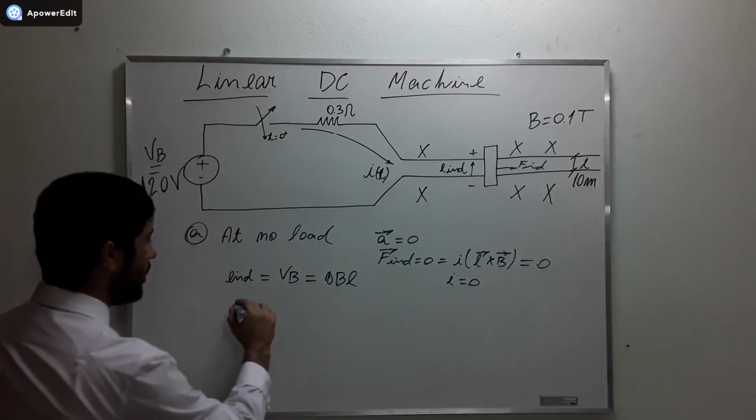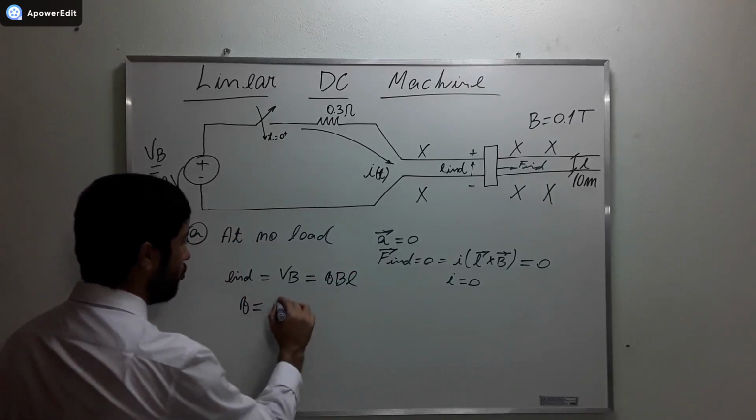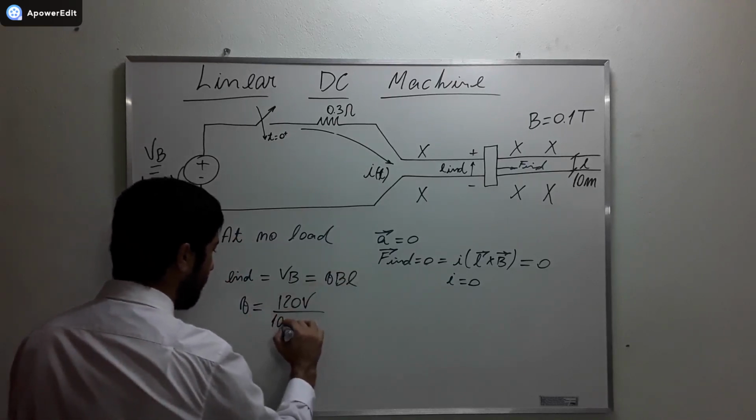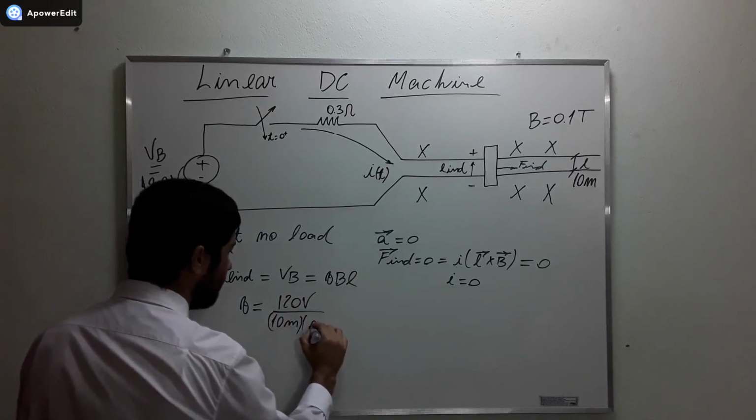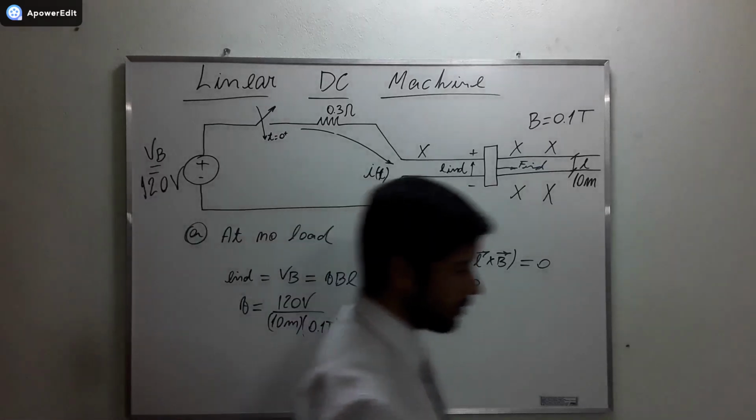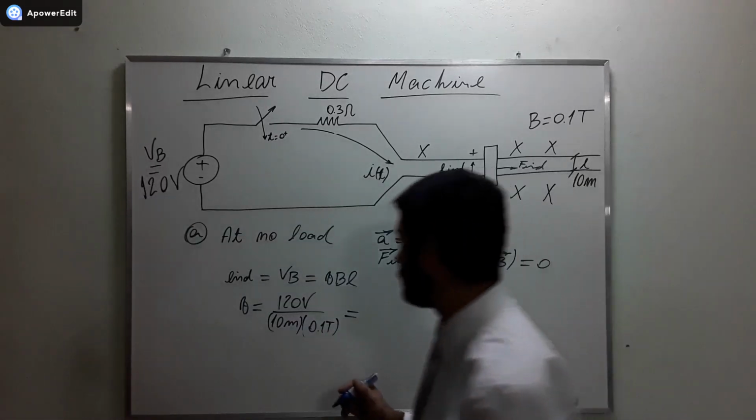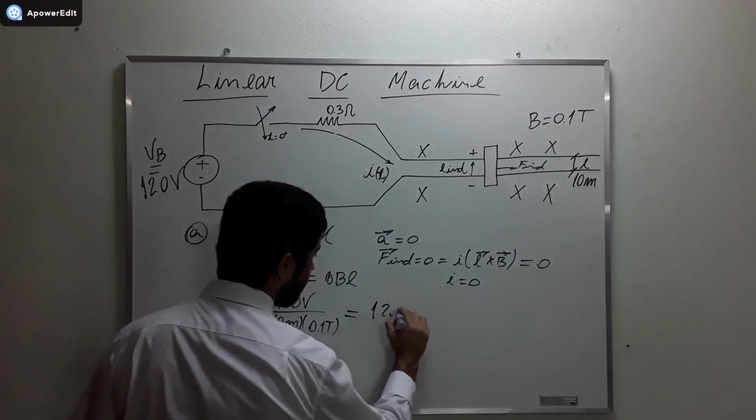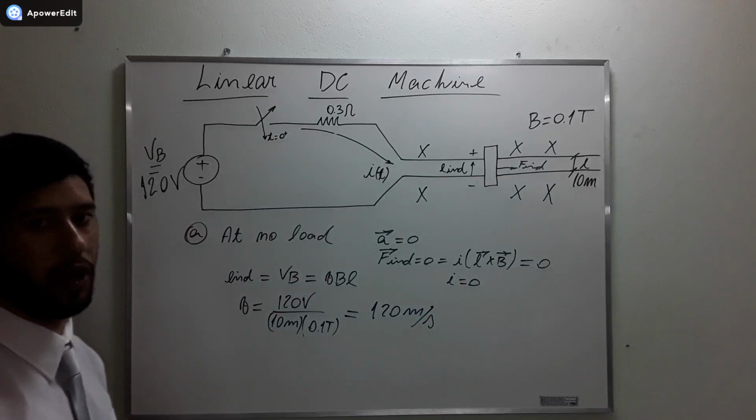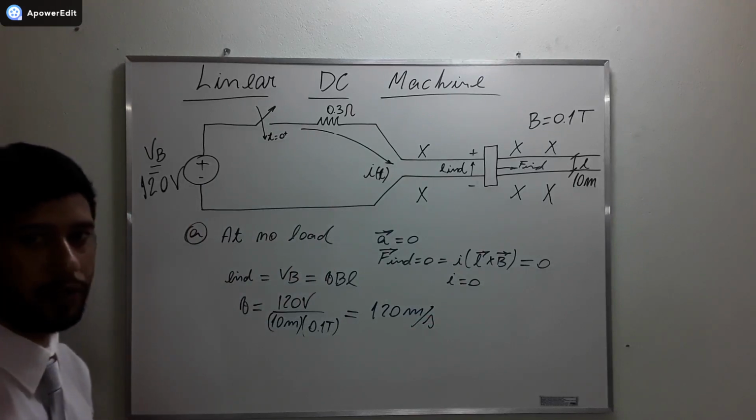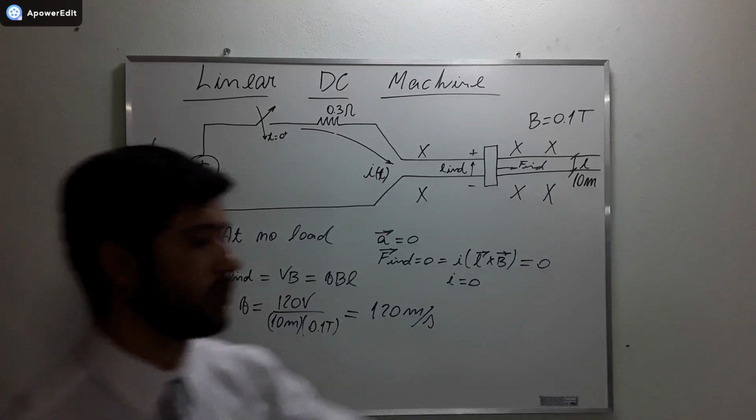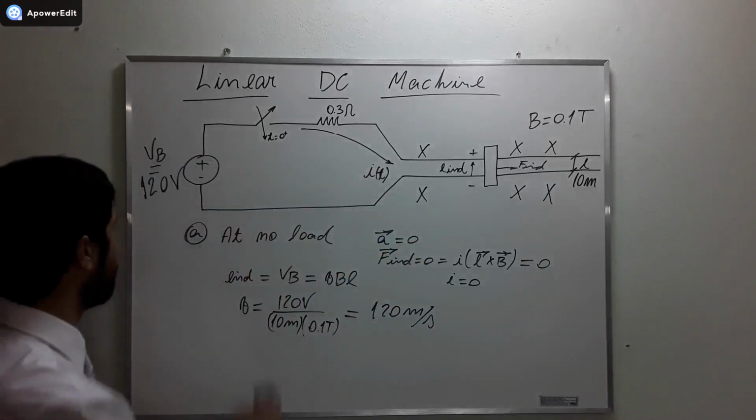Alright? And to calculate the velocity, what we need to do is divide the 120 volts by 10 meters and 0.1 Tesla. Okay? And then we find a velocity of 120 meters per second. That's the velocity at no load, at steady state condition. Okay? Are you guys understanding everything? Now let's move on to letter B.